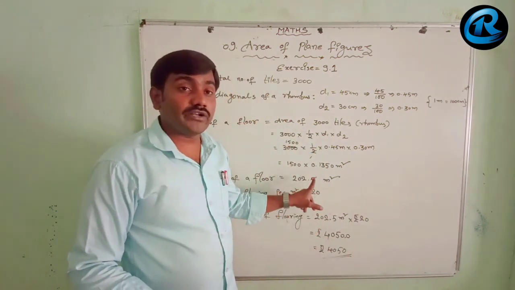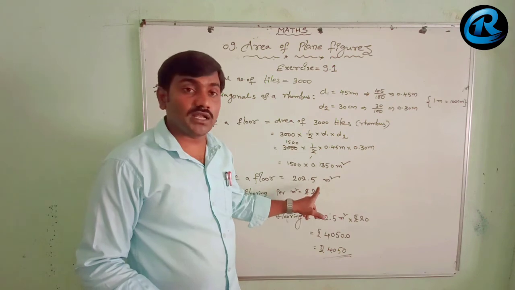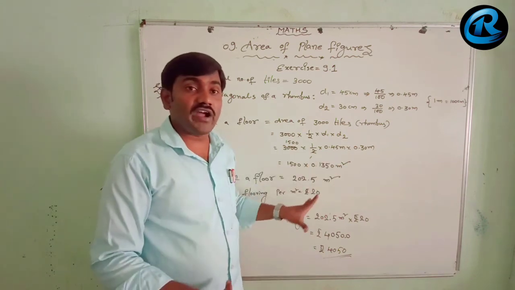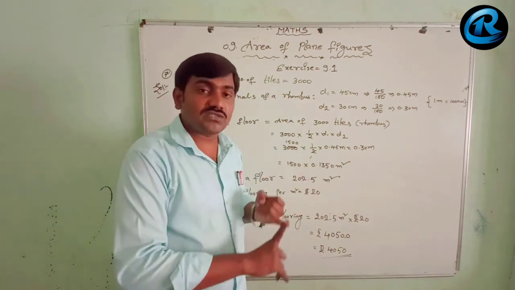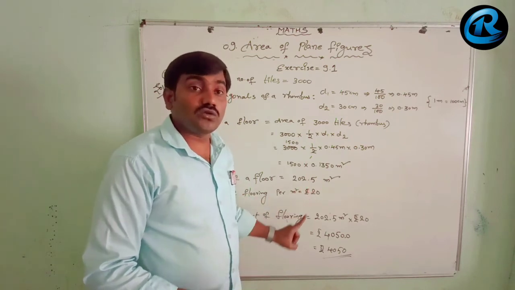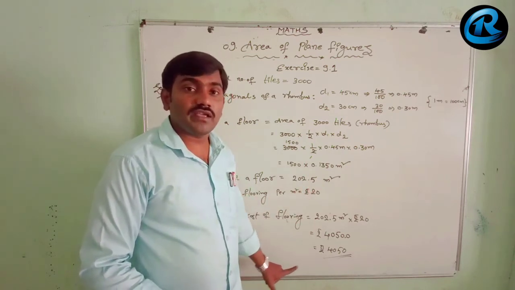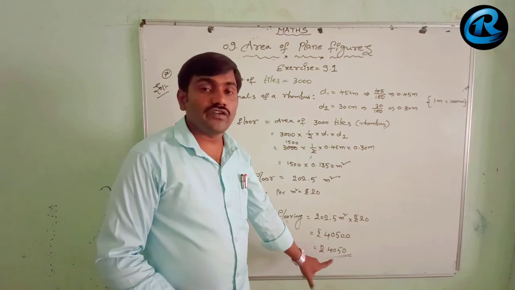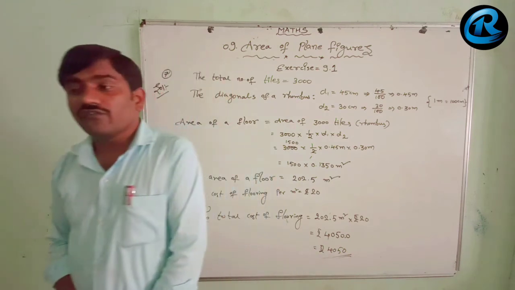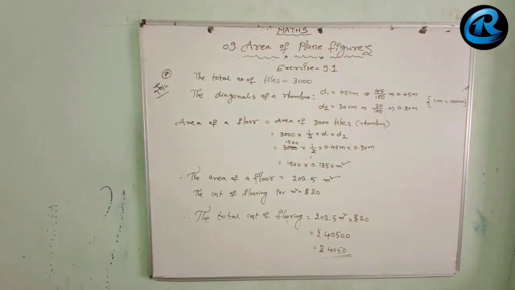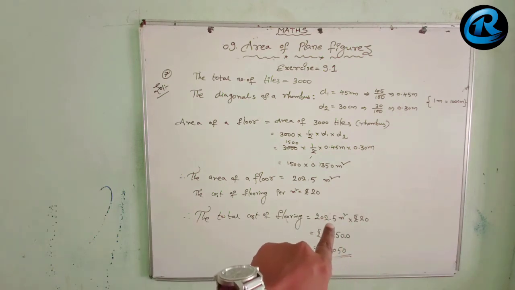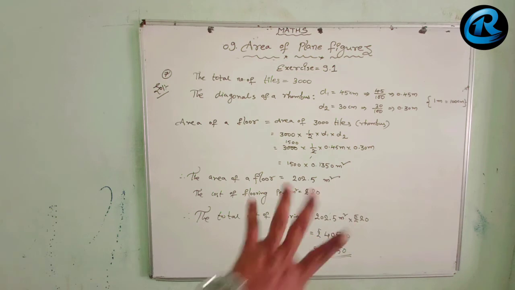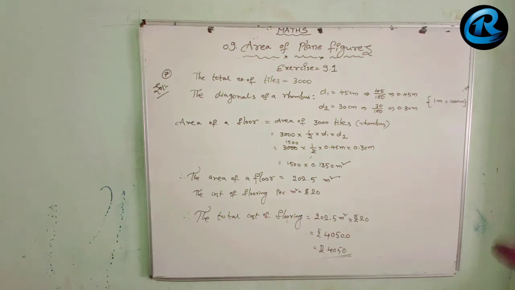So it has 202.5 meter squares total. The area is 202.5 meter squares. For every meter square they charge 20 rupees. So the total cost of flooring is 4050 rupees, 202.5 into 20 rupees. ఎందుకు చేసాము? Total area is 202.5 meter square ఉంది into 20 rupees. అది చేసేస్తే మీకు total area of the floor వచ్చేస్తుంది.